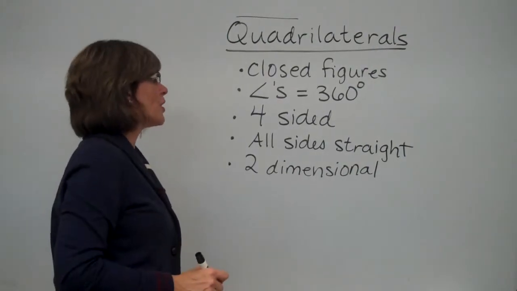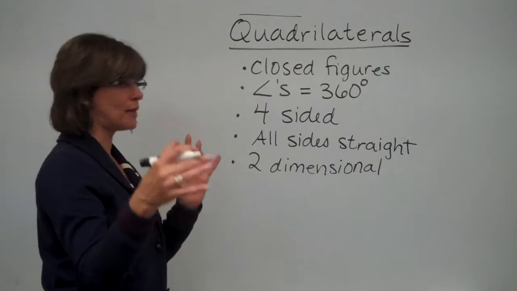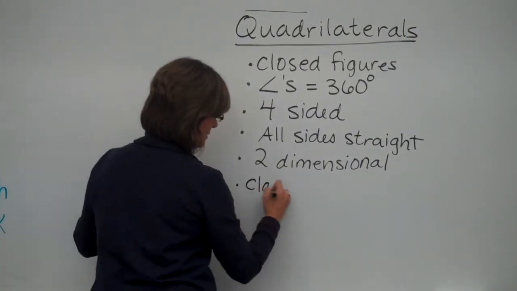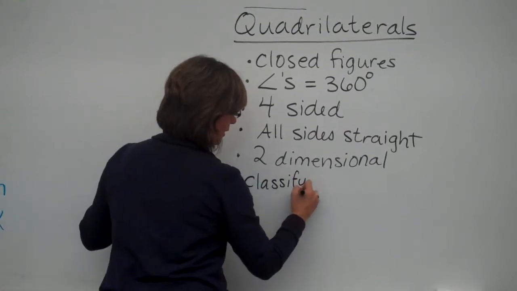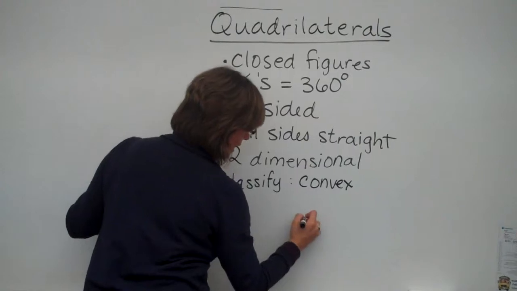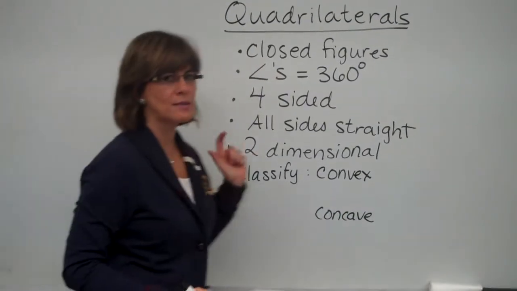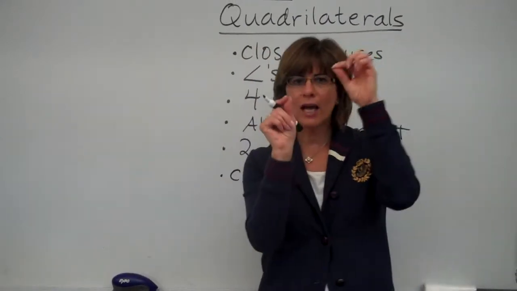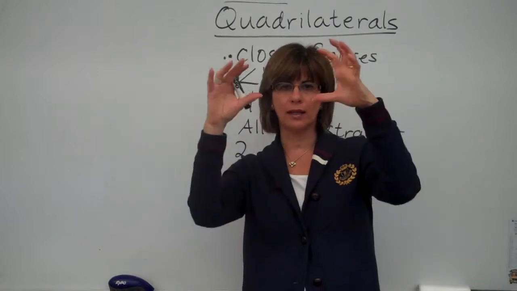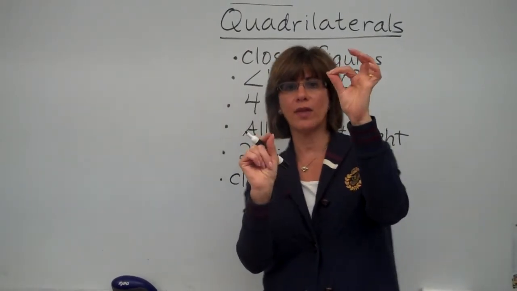Quadrilaterals. Now, there are 2 types of quadrilaterals in the whole category. Well, there's a lot of different types within it, but we can classify them as convex or concave. Convex means that any line I draw within 2 points within the polygon or the quadrilateral, they're not going to leave the interior of that quadrilateral.